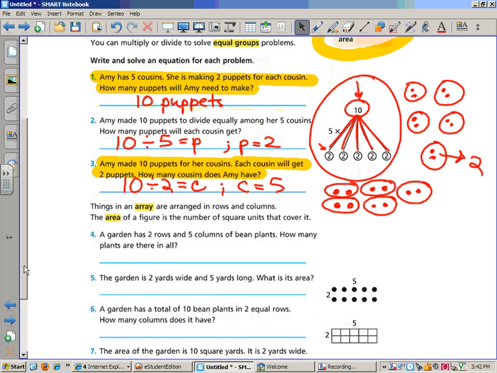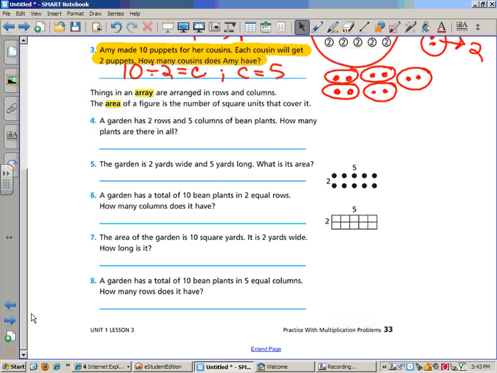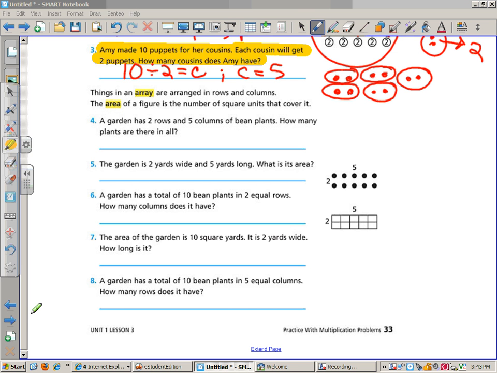Okay, let's talk about area and array, because these get so confused sometimes about which one you're supposed to use, and I totally get why that can be confusing. Remember, an array is just arranged rows and columns, but when you're talking about area, you're talking about square units covering a certain amount of space. Okay, so let's look at some of these situations here.